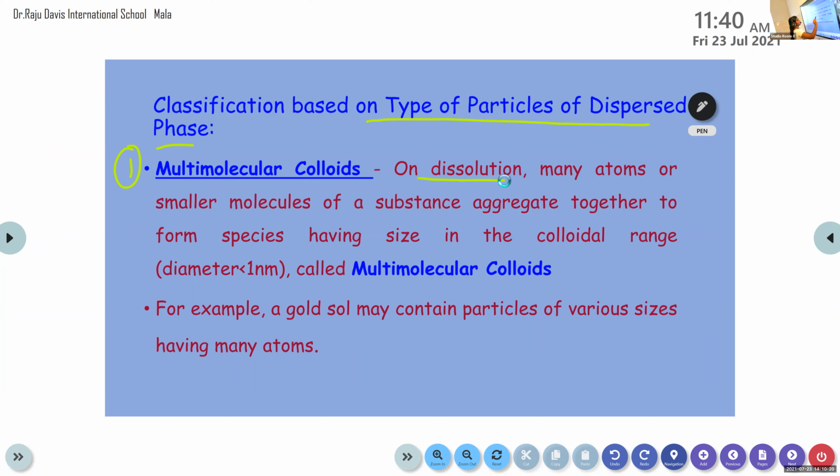On dissolution, many atoms or smaller molecules of a substance aggregate together to form species having size in the colloidal range. That is called multimolecular colloids. You do not have to write this part. It's in the colloidal range, that's it.